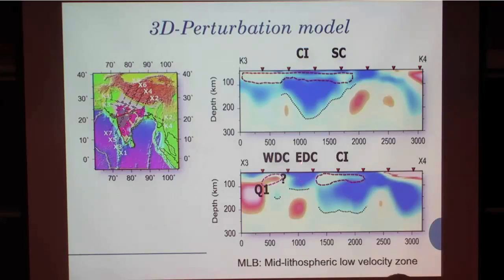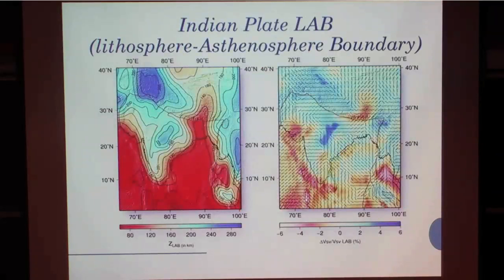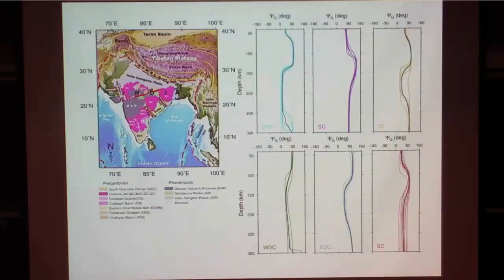For example, this one, EDC, I forgot which one it is. EDC has a root down to only about 120 kilometers, but in central India here, CI, we have a depth of up to 200 kilometers. We can also make some comparison with azimuthal anisotropy, but the main feature is this keel, and we don't understand what its geodynamic interpretation is.